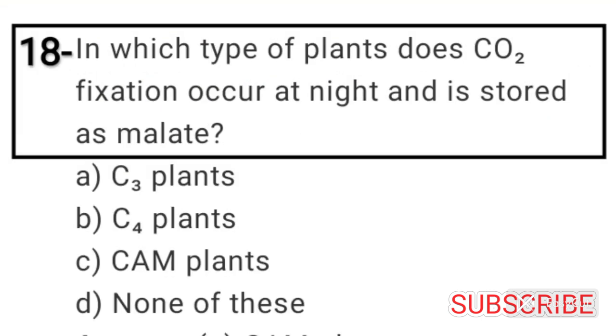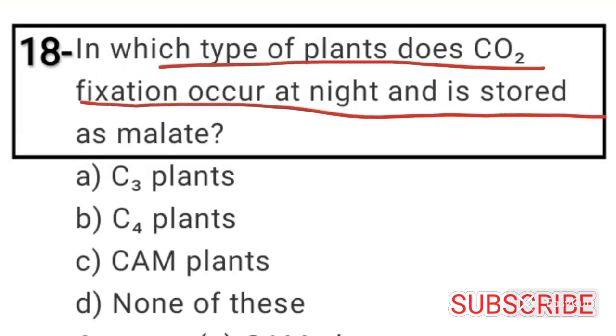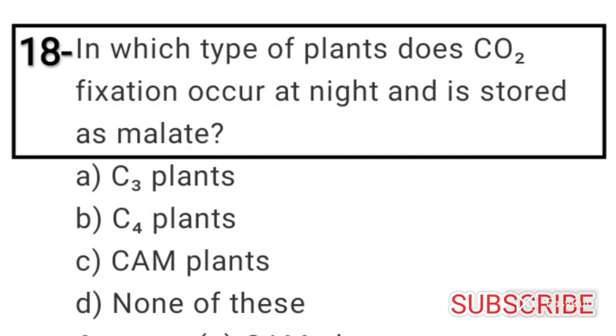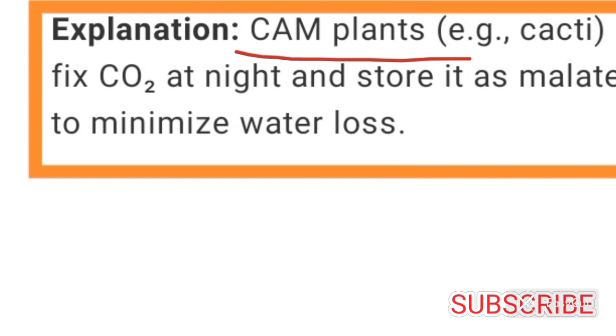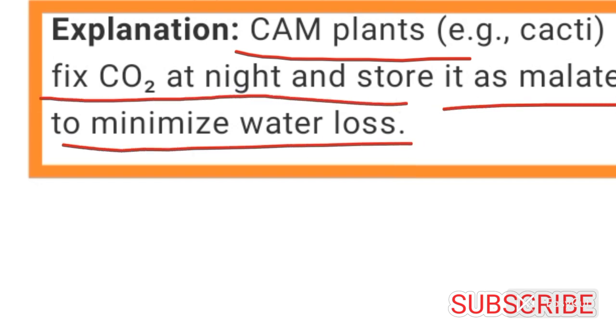Okay. Now come to question number 18. In which type of plants does CO2 fixation occur at night and is stored as malate? Answer is option C. CAM plants. So CAM plants, example cactus, fix CO2 at night and store it as malate to minimize water loss.